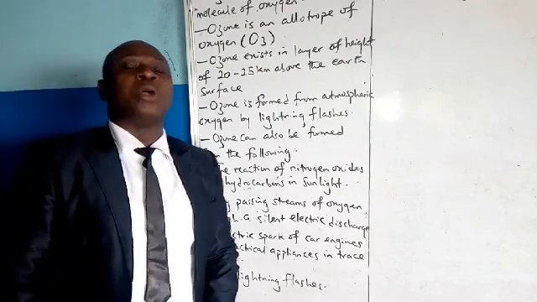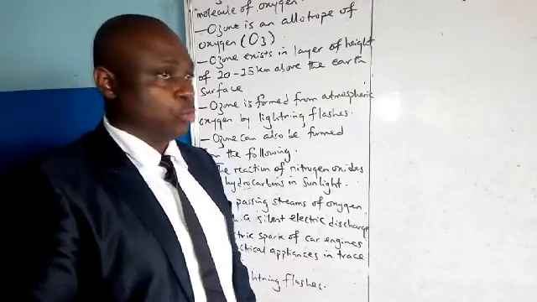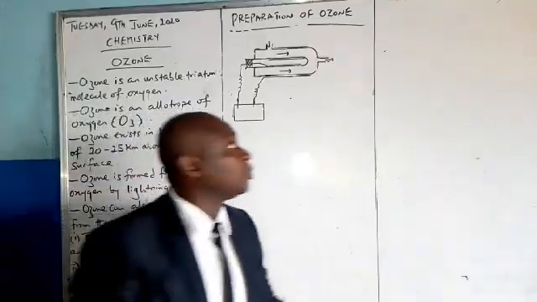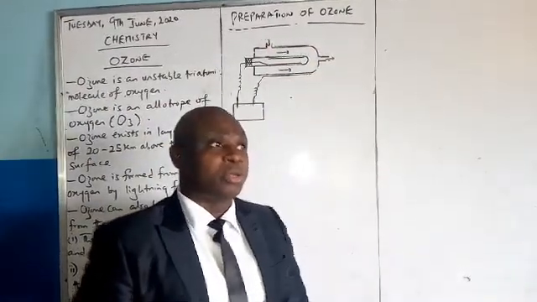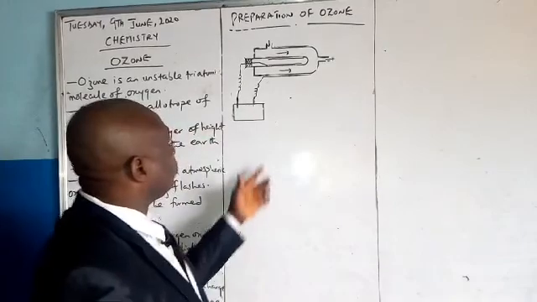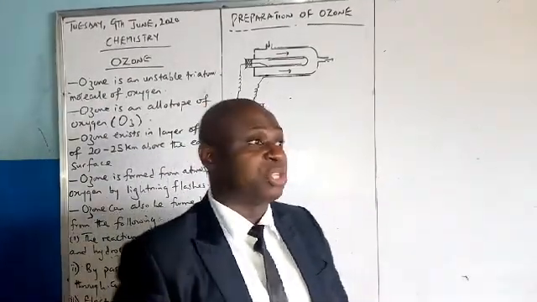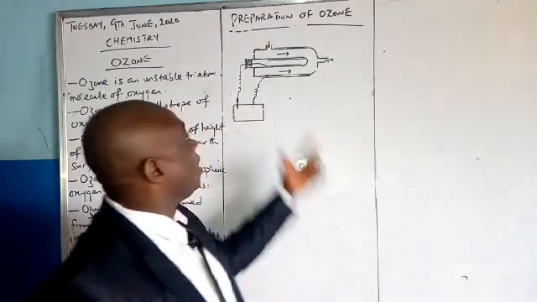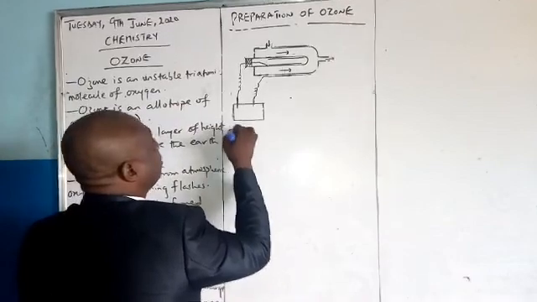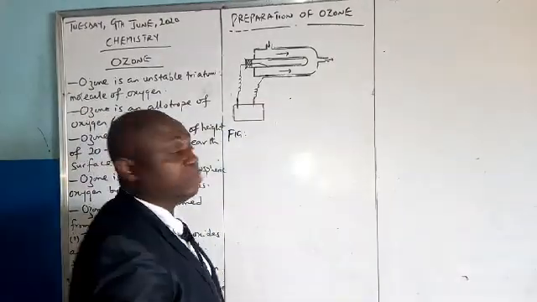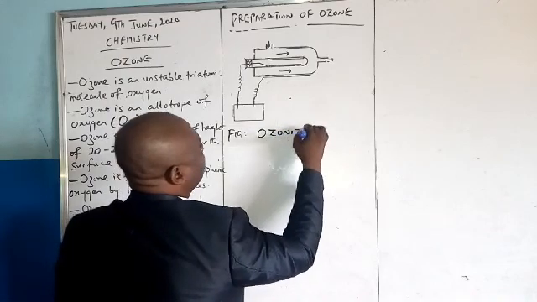Now the next that we are going to look at is the preparation of ozone. Ozone is prepared from oxygen with the use of a silent electric discharge. Now, the equipment that we use in producing ozone is known as the ozonizer. I have the sketch already on the board, and the name there is ozonizer.